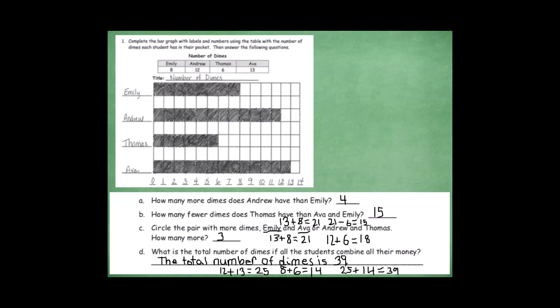Let's look at D. What is the total number of dimes if all the students combine all their money? The total number of dimes is 39. I added those 2 groups together to figure it out. That's a lot of dimes that they have in their pile if they put all their money together. Great job, guys. Let's look at a different graph.